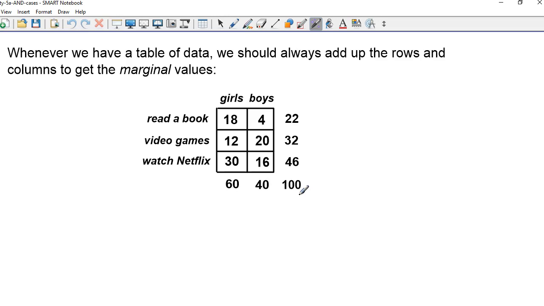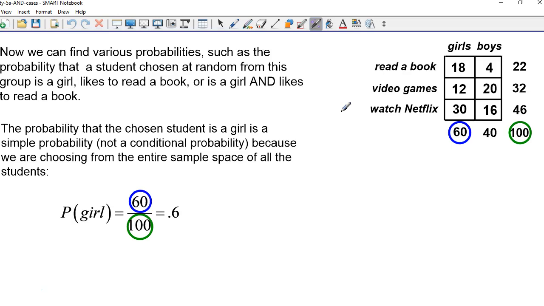Whenever we have a table of data like this, we should always add up the rows and columns to get the totals. Those are called the marginal values because they're in the margin of the table, but the actual data is actually the part inside the data table. But it is helpful to have the marginal values for probability calculations. Okay, so now we could find various probabilities, such as the probability that a student chosen at random from this group is a girl, or the probability that a student chosen at random likes to read a book, or the probability that a student chosen at random is a girl and likes to read a book.